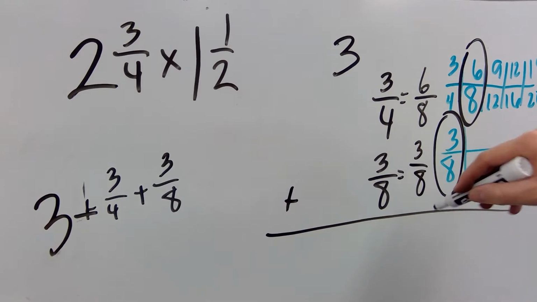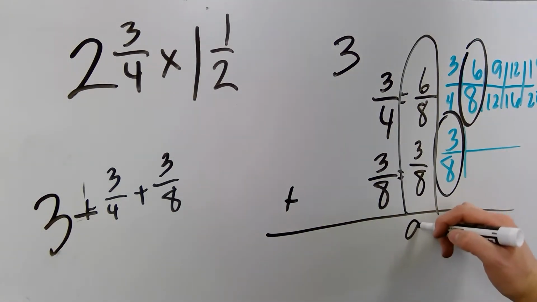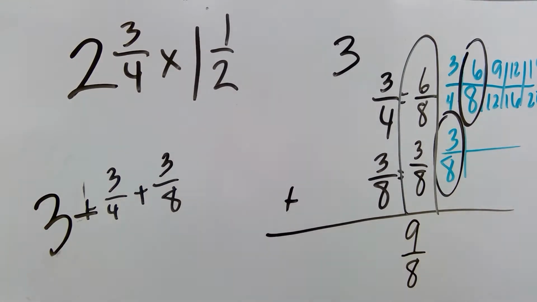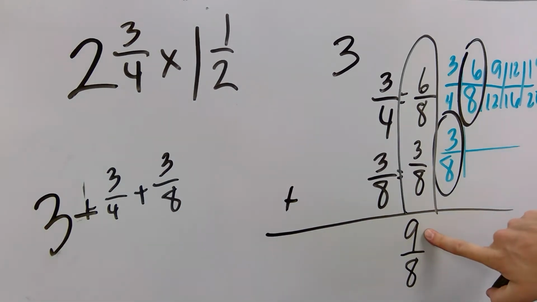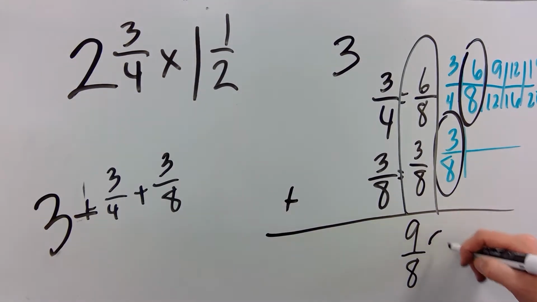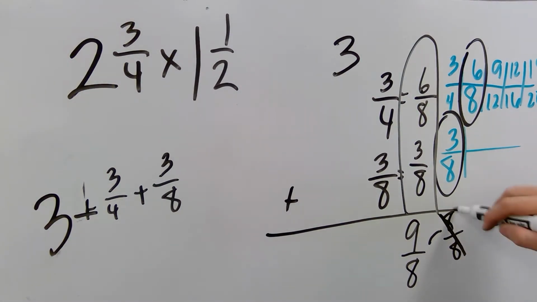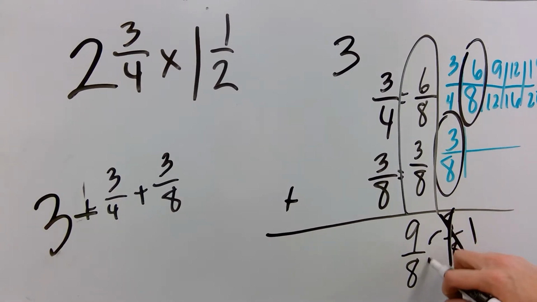Now I can add these because they have the same denominator. 3/8 plus 6/8 equals 9/8. But we can't really leave it as 9/8 because that is an improper fraction. The numerator is larger than the denominator, so we need to change it into a mixed number. If it's more than one whole, then I can take out one whole, which is 8/8, and I'm going to change that into one whole. But if I take 8/8 out, I'm only going to have one left over.